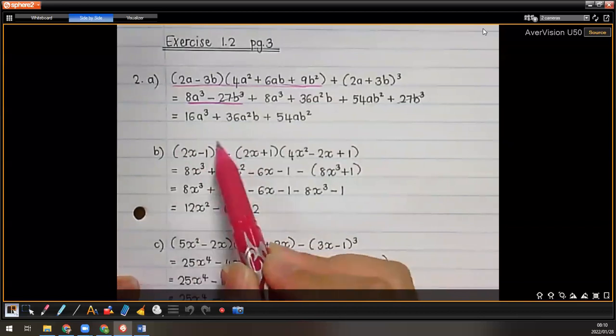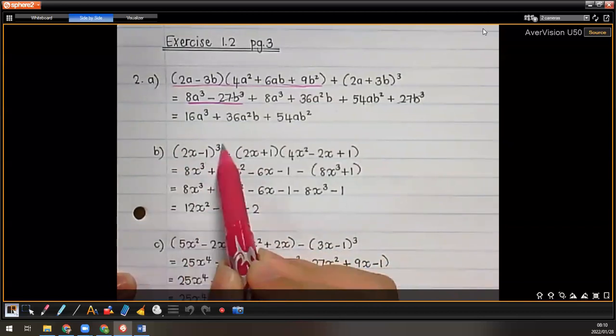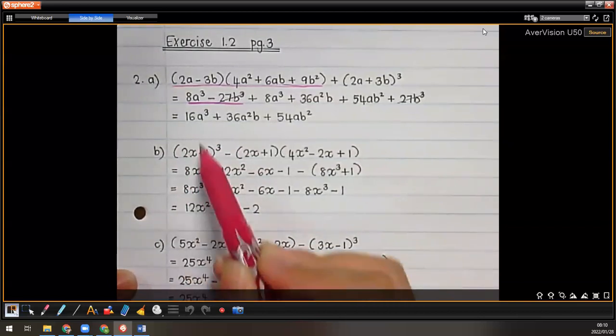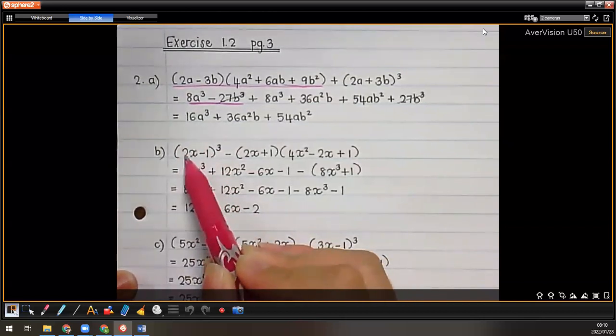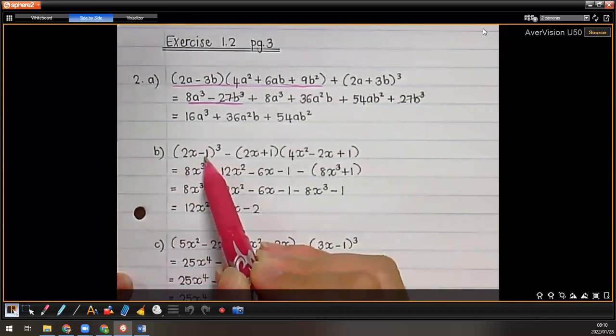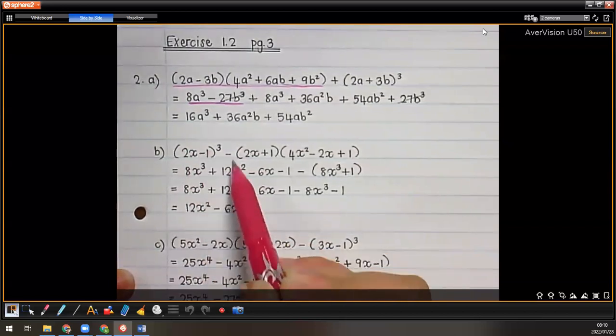So that shortcut that we did the other day, you say the first term cubed. So that's going to give you 8x cubed. Then you do first term squared, which is 4x squared, times the second term, which is negative 4x squared, and then you times that by 3.